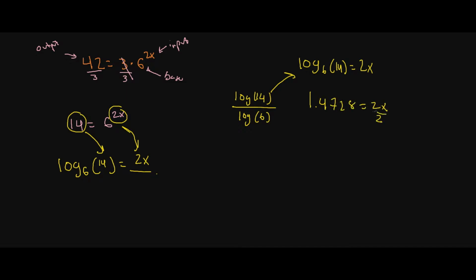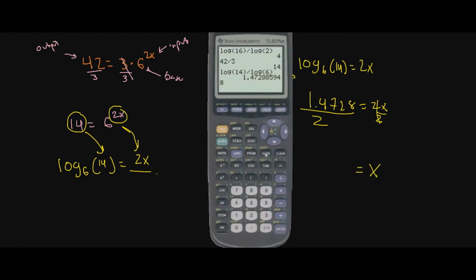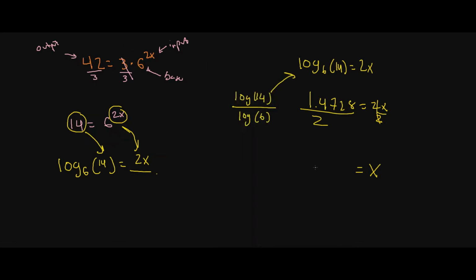Now I can divide the 2 to both sides and we're going to get our final result. So x is equal to, and let's go ahead and do that again with the calculator. Let's say divided by 2, and that gives me 0.7364. All right, I'll write all those out. 0.7364. This is my answer.